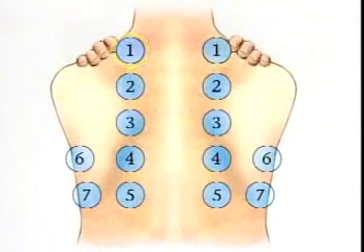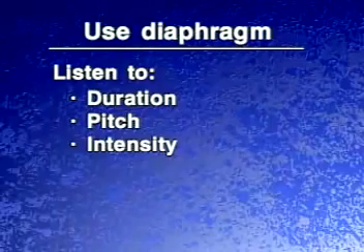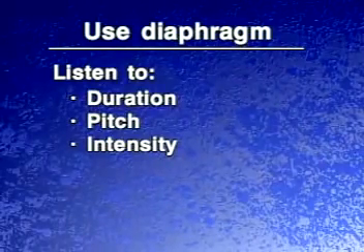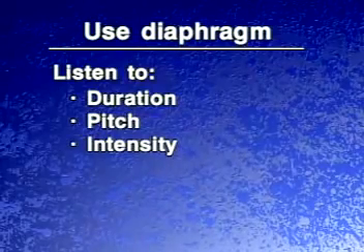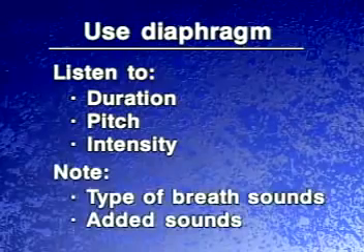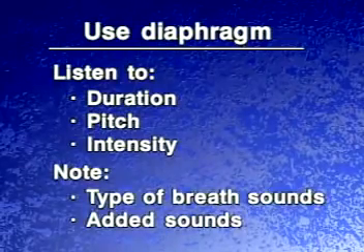To auscultate the posterior thorax, begin at the apices and proceed downward, moving systematically from side to side and comparing the sounds in symmetrical areas. Using the diaphragm of the stethoscope, listen to at least one entire breathing cycle at each location. Listen to the duration, pitch, and intensity of the inspiratory and expiratory sounds, decide what type of breath sounds you're hearing, and note any added sounds.